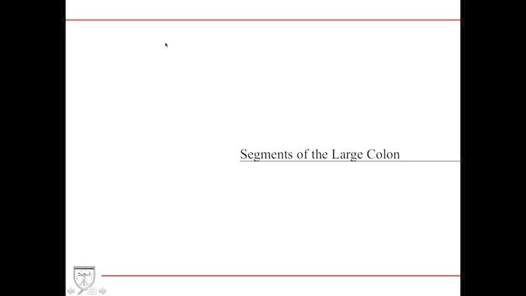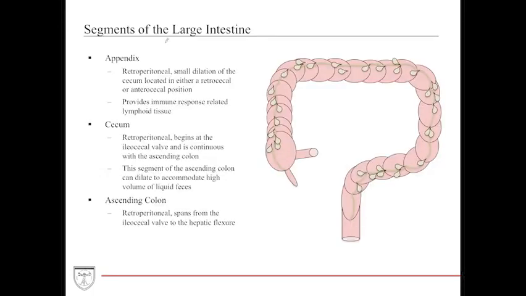So now we'll discuss the segments of the large colon. Again, as we mentioned before in brief, the large intestine is composed of the first section, which is the cecum. But before we discuss that, you have the appendix, this remnant structure here that serves no greater purpose that we know of, that is located at the distal end of the cecum. It's retroperitoneal, and it's a small dilation of the cecum, and it's present in either a retrocecal or an anterocecal pattern. So it's either tucked up behind the cecum or tucked up in front of the cecum.